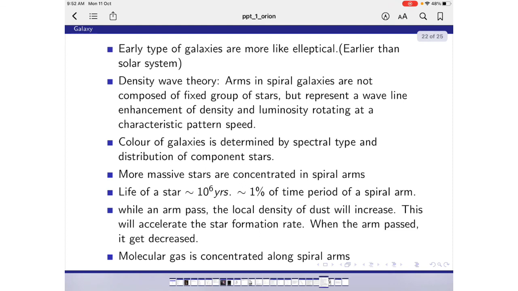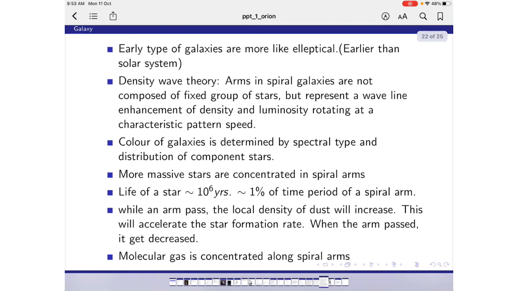So early type galaxies means the galaxies which are older, and the solar system was formed mainly in the elliptical region. Our galaxy, the Milky Way, is a spiral galaxy. In a spiral galaxy there are spiral arms. There is a theory called density wave theory, which says the arm in a spiral galaxy is actually a density wave which is moving. When this density wave comes, more stars will form in that region, then it will go away and the rate of star formation will decrease.